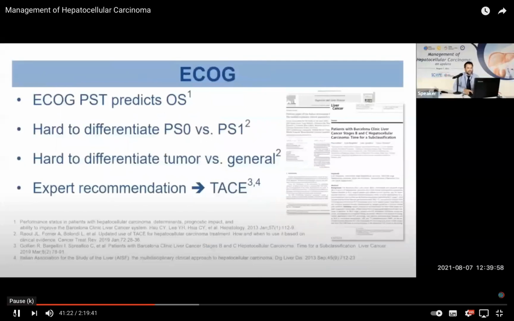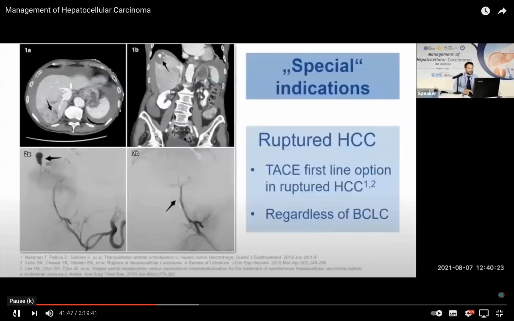The other problem is with ECOG. While it's a very good differentiator, for example, ECOG 0 and ECOG 1, ECOG 0 says that you have to be able to perform strenuous physical activity. But what if this 60-year-old guy is an office worker? Maybe he can't perform strenuous physical activity anyway. So PS0 and PS1, it's difficult to differentiate.